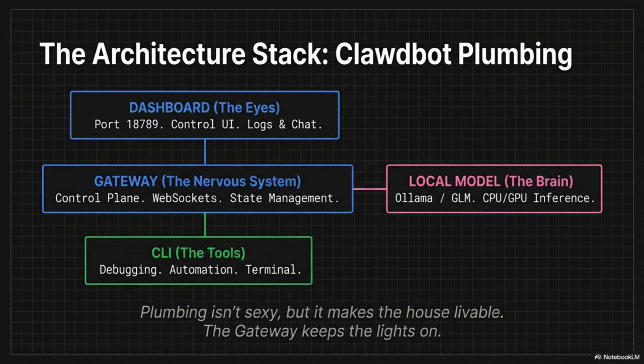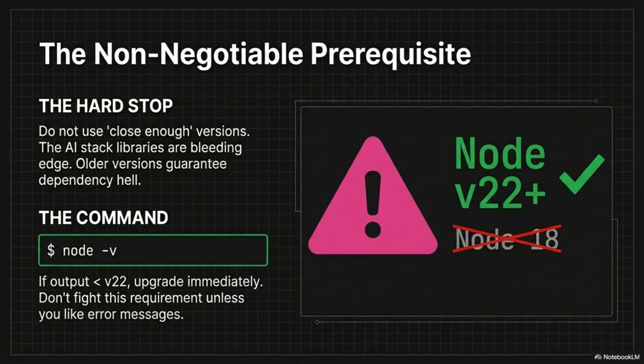Okay. Then, to actually see what's going on, you have the dashboard. Which is just a website running on my own computer, right? Exactly. It runs on port 189789. It gives you logs, visibility, a place to chat. Then you have the CLI, the command line interface, for debugging and automation. And finally, the heavy hitter, the local model. Which in this case is Ollama. Correct. Ollama runs locally, maybe on your GPU if you have a gaming rig, or just your CPU if you're on a laptop. The key is that the prompts never leave the box.